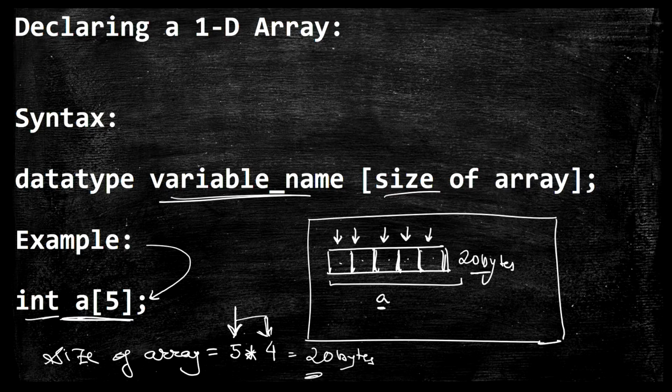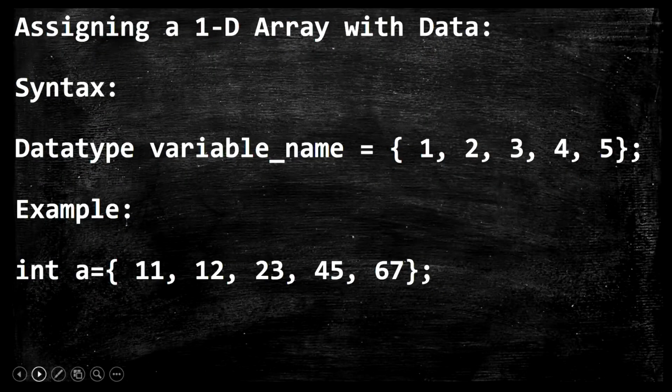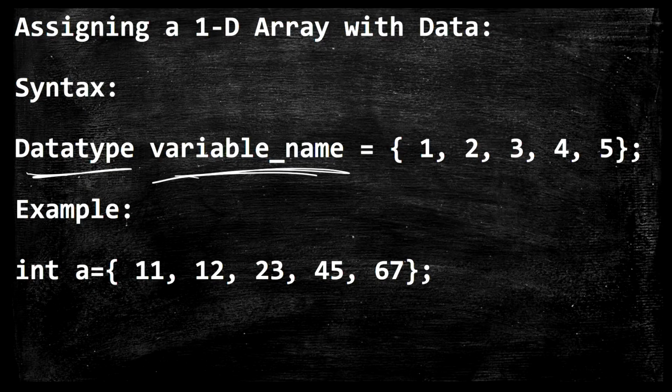So 20 bytes. Okay. Now let's move to the next topic, that is assigning a 1D array with data. How do we assign data to a 1D array? It's quite simple. We have to write the data type, then the variable name, then the data. In this case, I have given integers, for example. If you consider the example, this is the data type.